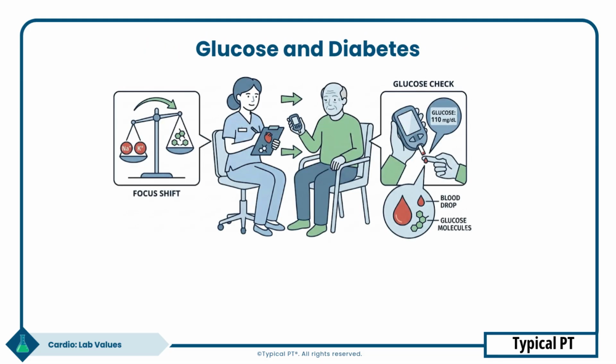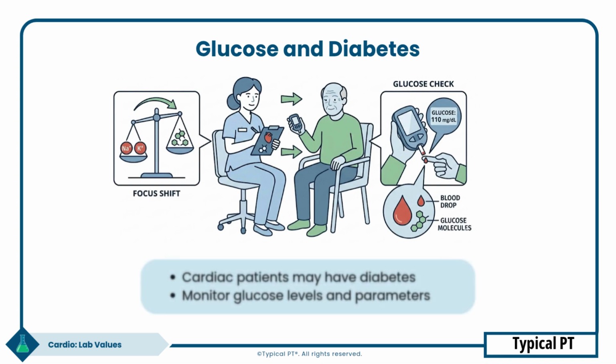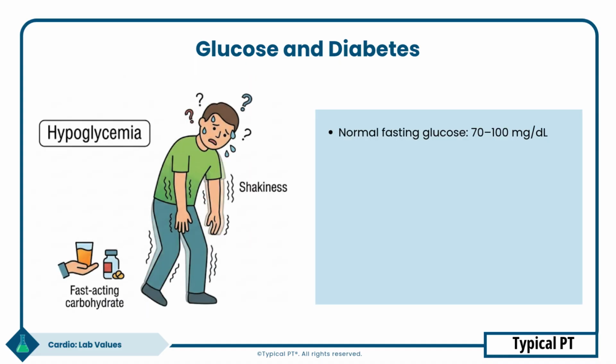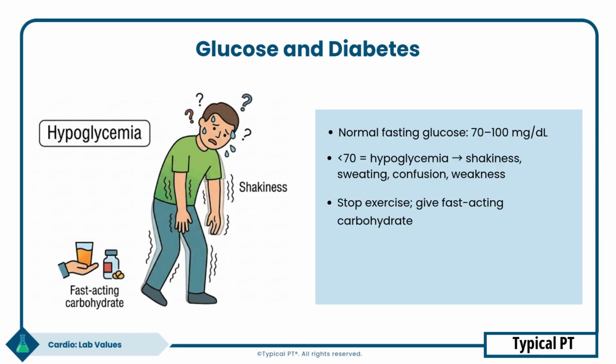Shifting from electrolytes to metabolic values, many of your cardiac patients will also have diabetes, so you should be aware of glucose parameters. Normal fasting glucose is 70 to 100 milligrams per deciliter. Below 70 is hypoglycemia. The patient may present with shakiness, sweating, confusion, and weakness. Stop exercise immediately and give a fast-acting carbohydrate like juice or glucose tablets. Above 100 fasting suggests prediabetes or diabetes.